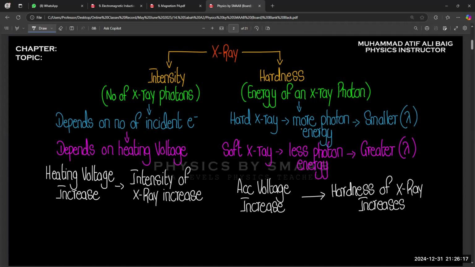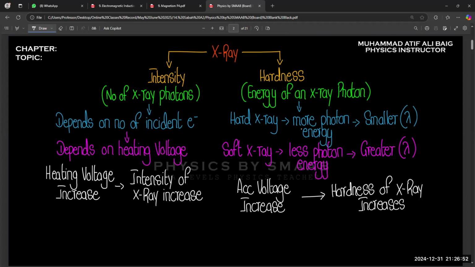Wait, can I recap everything which I understood? Okay. So intensity is the number of X-ray photons. It depends specifically on the number of incident electrons. And the voltage used to heat up for thermionic emission is the one which affects it. And for hardness, hardness is the energy of one photon of the X-ray. So it's not the number, it's the energy of one.